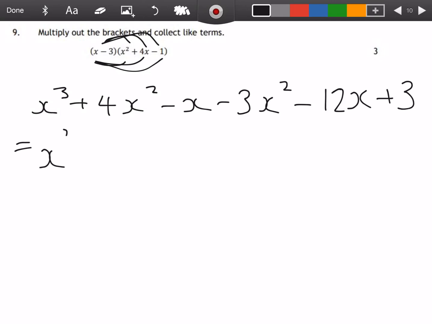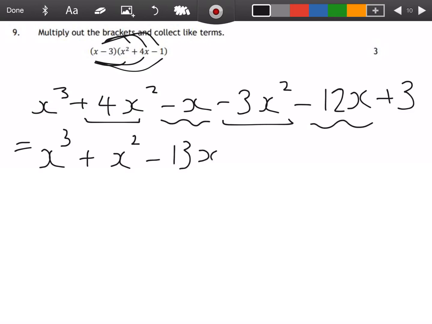Collect any terms together. We've got an x cubed. Let's get the x squareds together. Plus 4x squared and minus 3x squared, so we've only got 1x squared. A negative x and a negative 12x, we've got negative 1, take away 12 more, we've got negative 13x altogether. And don't forget your plus 3 at the end. And that's your answer.